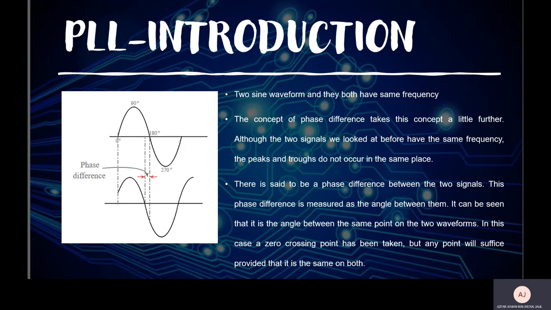For a PLL to initiate, there should be two sine waveforms that have the same frequency, and we can see that the phase is different based on the picture. This PLL will measure the difference angle between the two waveforms, and it will initiate to make the two signals have the same frequency and same phase.